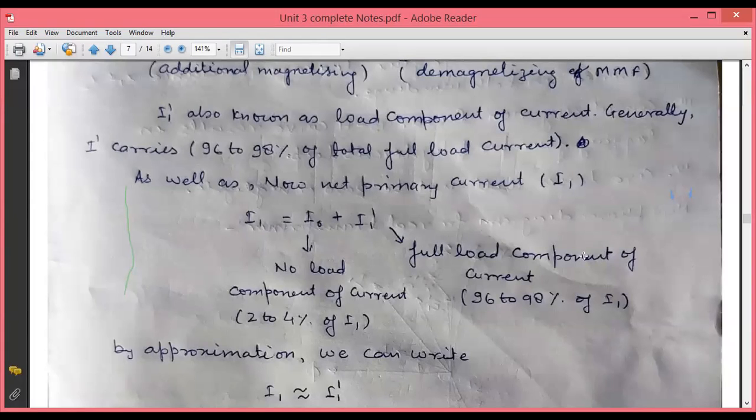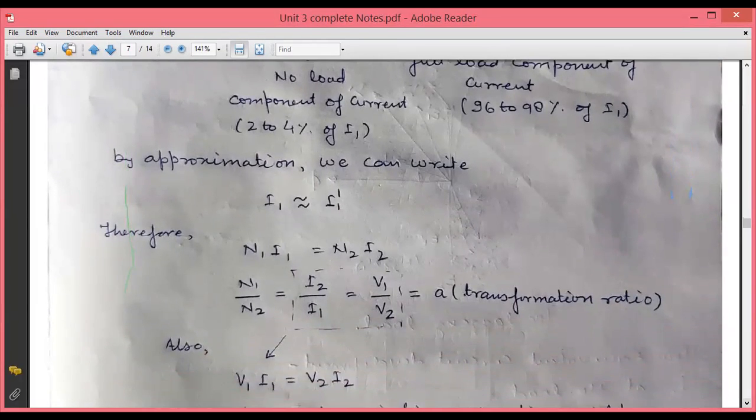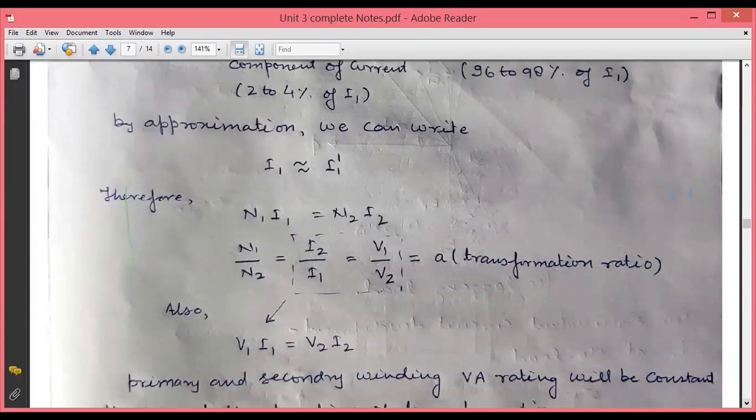So on this behalf, we can conclude that this primary current is approximately equal to the load component of the current. Though the no load component of current also plays a very important role, we will discuss that later. So on the basis of this approximation, I1, the net primary current, is approximately equal to the net load component of the current. Therefore, this formula can be established: N1 I1 dash, which we had written just above, equals N2 I2. But now we are removing I1 dash and replacing it by the complete I1 because of this approximation. Therefore N1 I1 will become equal to N2 I2.